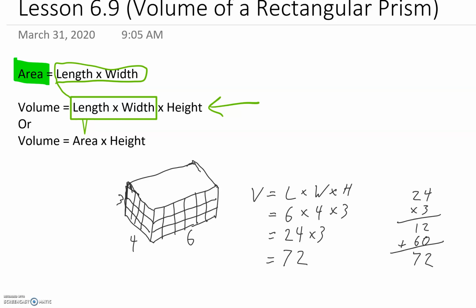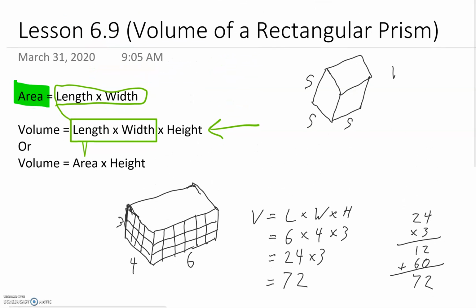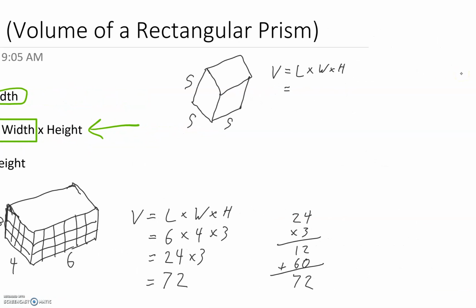This is a rectangular prism with all sides being different. We can also see an actual cube, so let's pretend it is 5 by 5 by 5. In that case, you're going to see that volume equals length times width times height, which is in this case 5 times 5 times 5, which is 125.